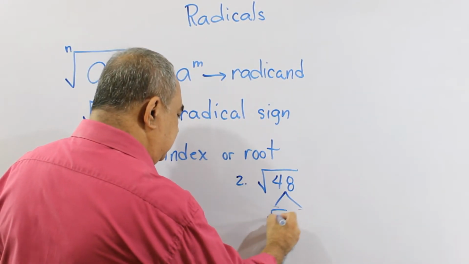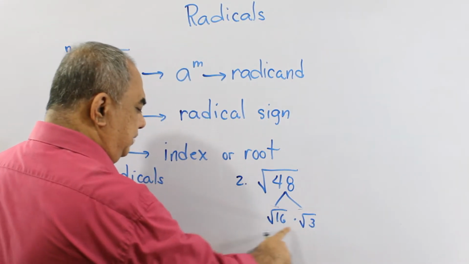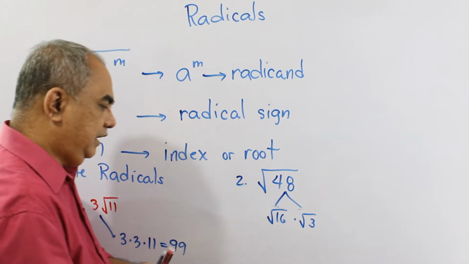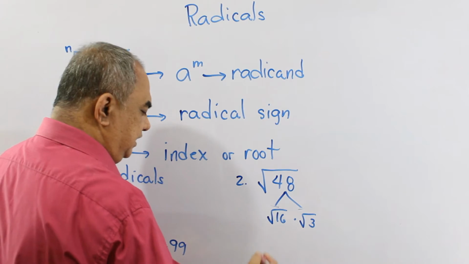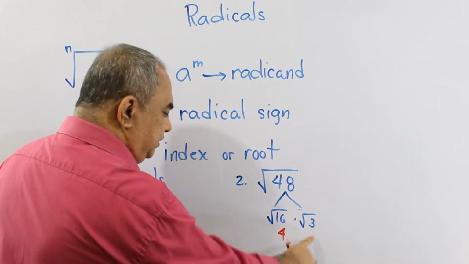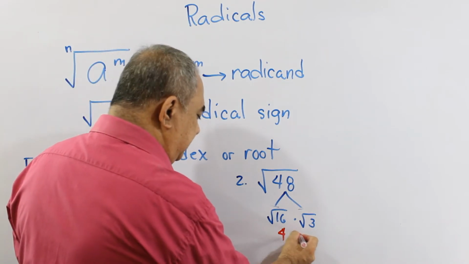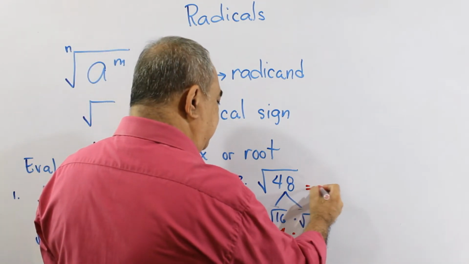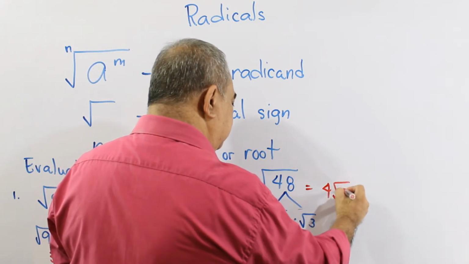Let's try square root of 16 times square root of 3. When you multiply 3 by 16, it will give us 48. Now you will notice that square root of 16 will give us an exact value, which is 4. But this square root of 3 will not give us an exact value, so it will remain square root of 3. Therefore, your final answer for square root of 48 will be 4 square root of 3.